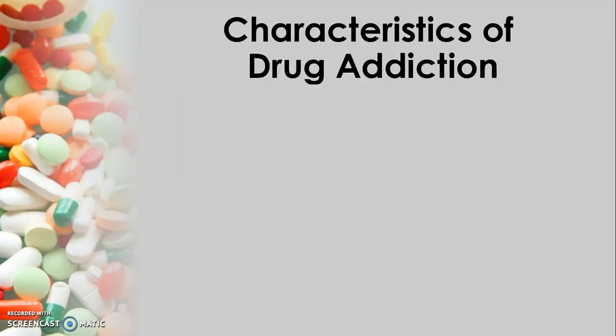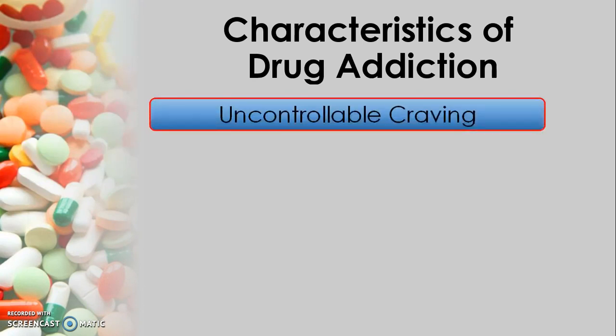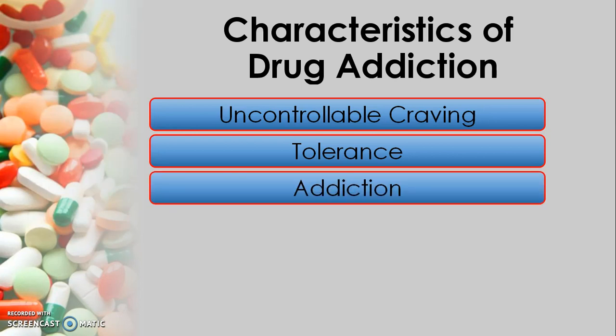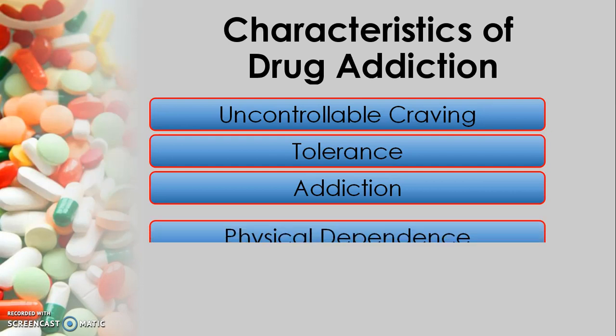Characteristics of drug addiction. First, we have uncontrollable craving. This is when the addict feels a compulsive craving to take the drug repeatedly and tries to procure the same by any means. Tolerance is the tendency to increase the dose of the drug to produce the same effect as that of the original effect. Addiction is when the addict is powerless to quit drug use.